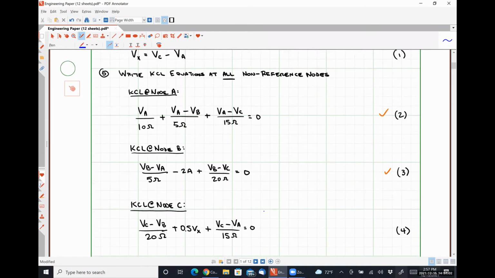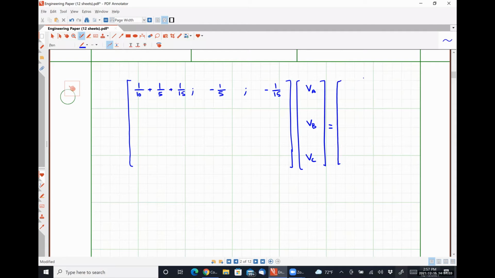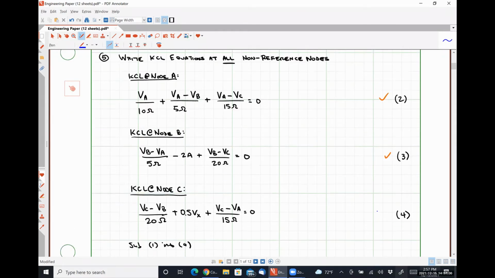Our coefficient for VB would be what? Negative 1/5. And our coefficient for VC would be negative 1/15, right? This is going to be multiplied by VA, VB, and VC. And this is going to be equal to some constant term, which in our case is simply 0.